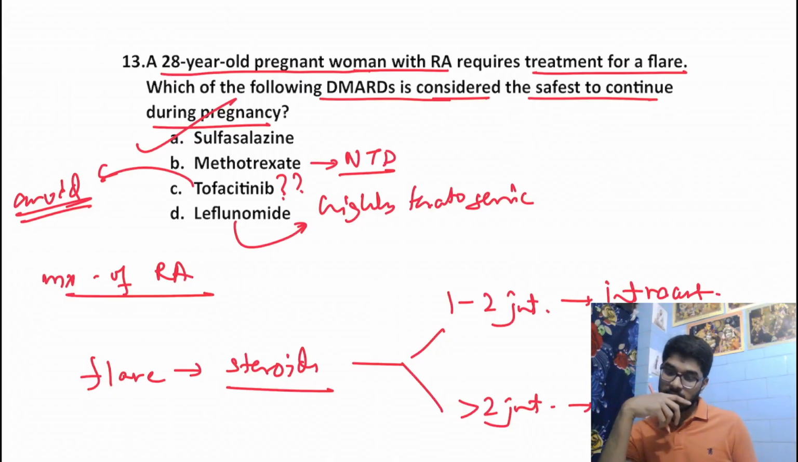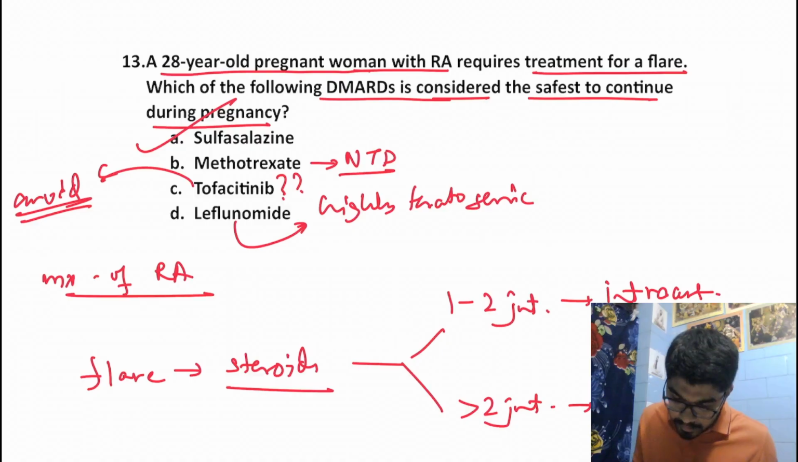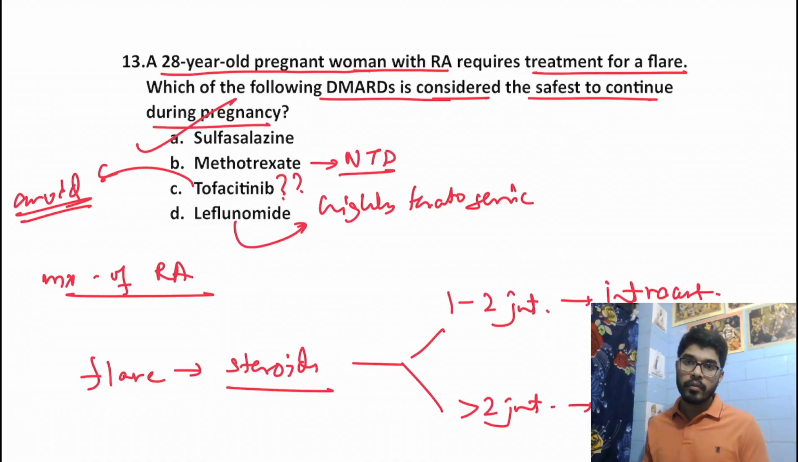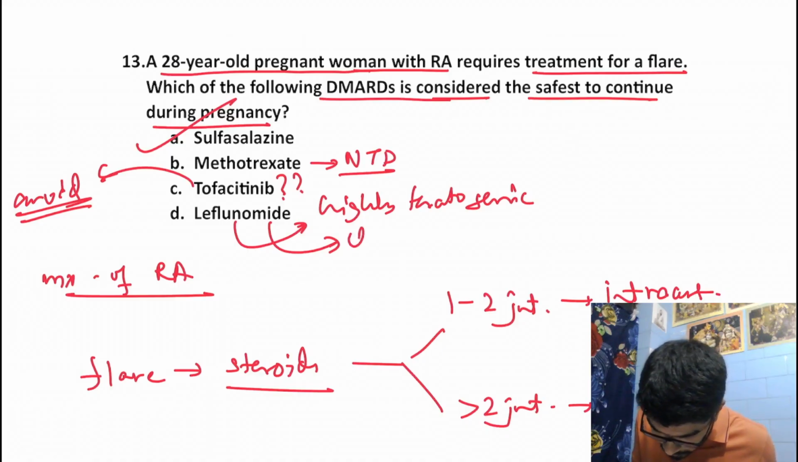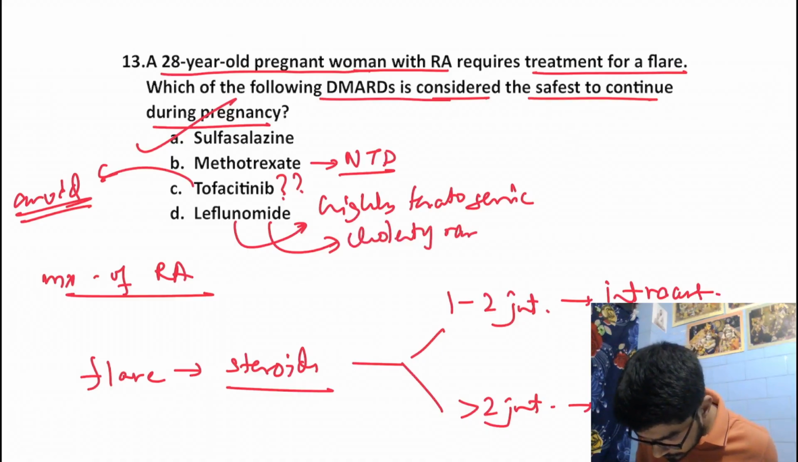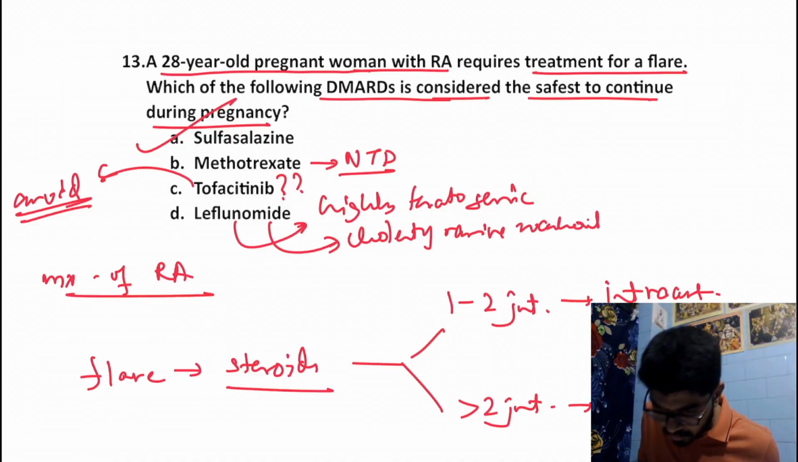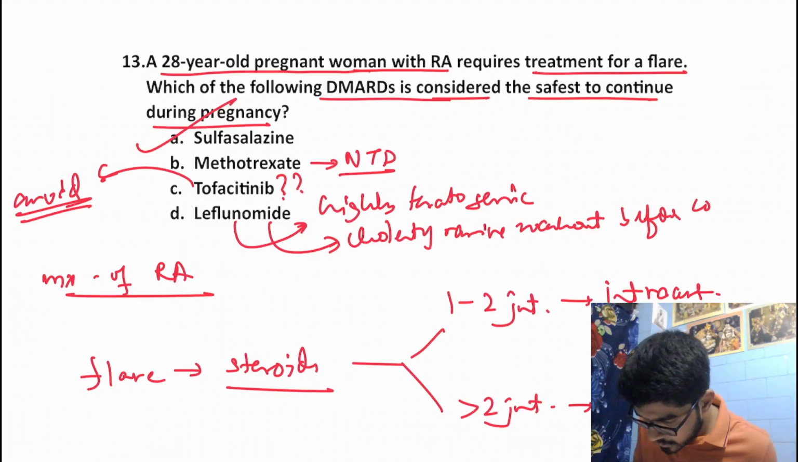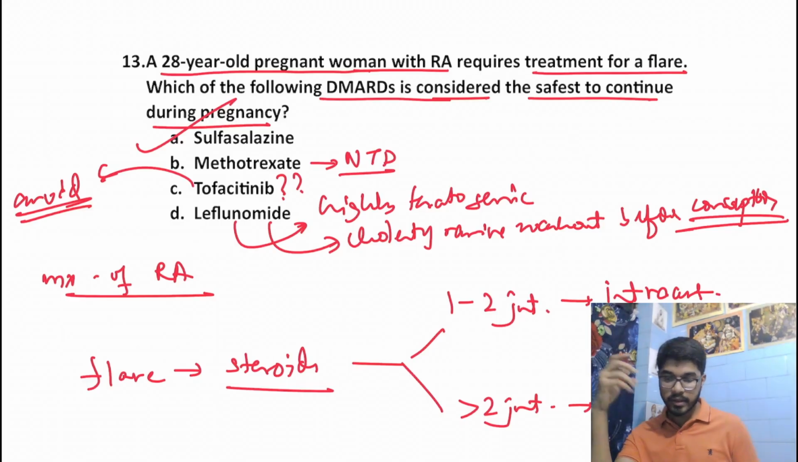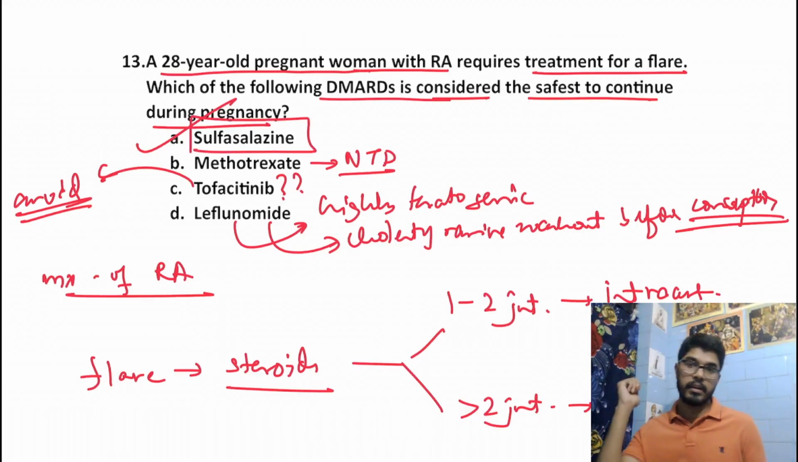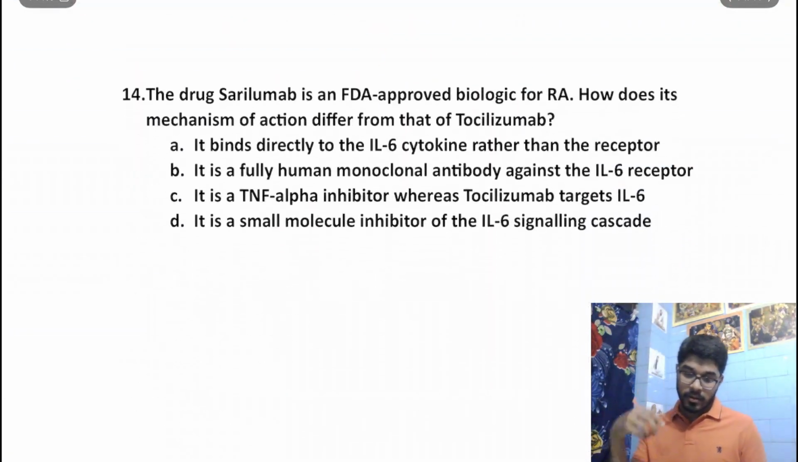Something important that I wish to tell you here is leflunomide. Leflunomide is very teratogenic. If a lady who is suffering from rheumatoid arthritis is planning for pregnancy, then she should stop the drug, and not only stop the drug, there is something called cholestyramine washout. Cholestyramine washout has to be performed before conception, if she was using leflunomide. So the answer here should be sulfasalazine. This can be used safely in pregnancy. Okay, moving on to the next question.